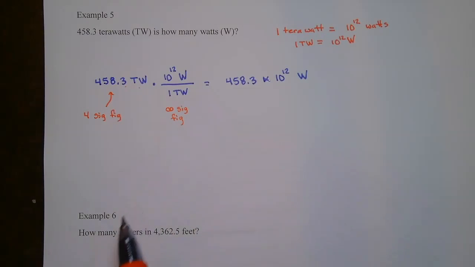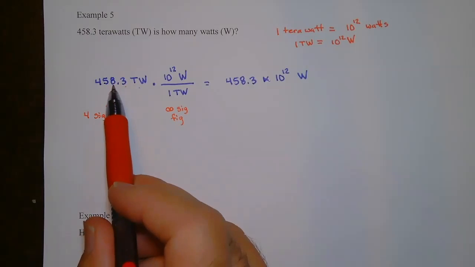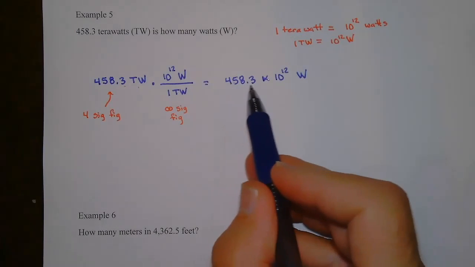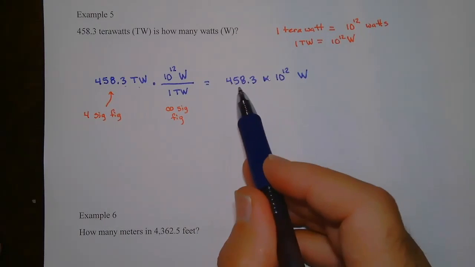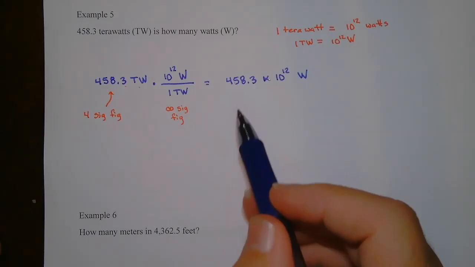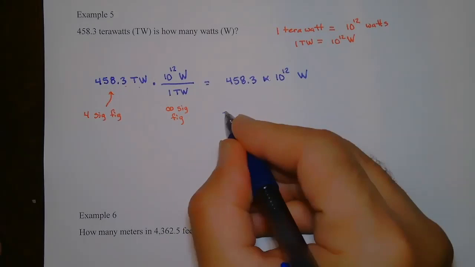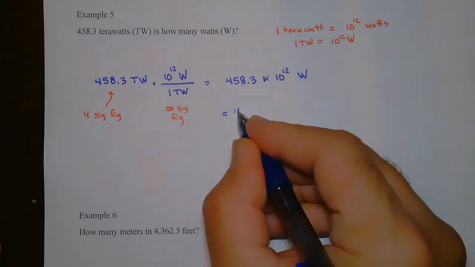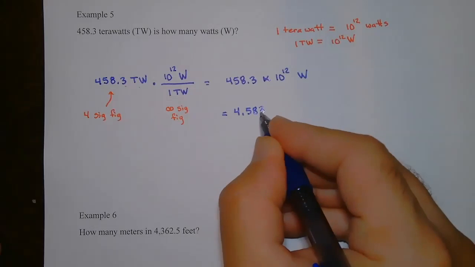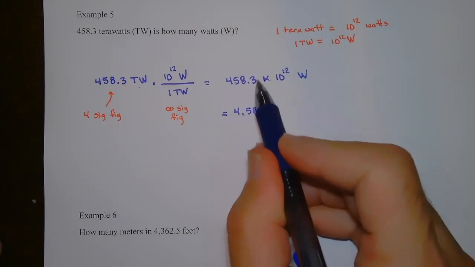We don't need those because those are exact. This is a rounded number right here. This is a measured value. Now, I need 4 significant figures. I have that right here. The only thing now is it's not in scientific notation. So I've got to move the decimal 2 places to the left. So this would be 4.583. Now, I've got to write this number in scientific notation.